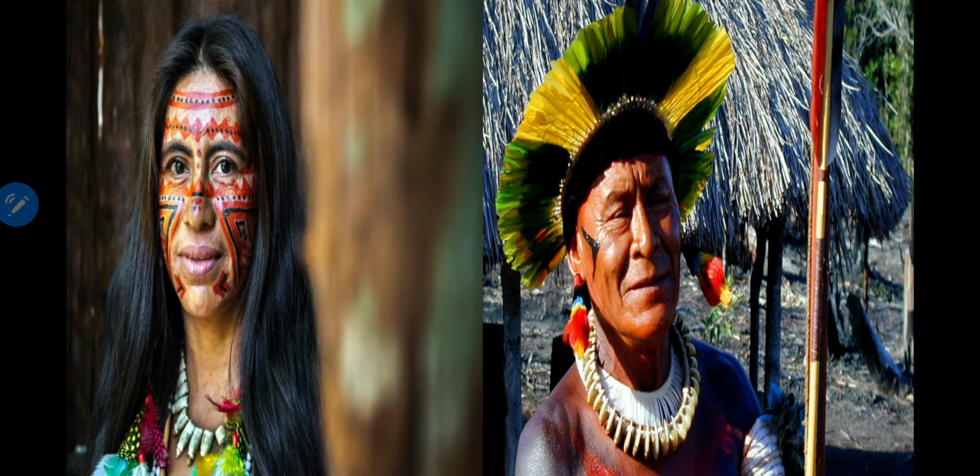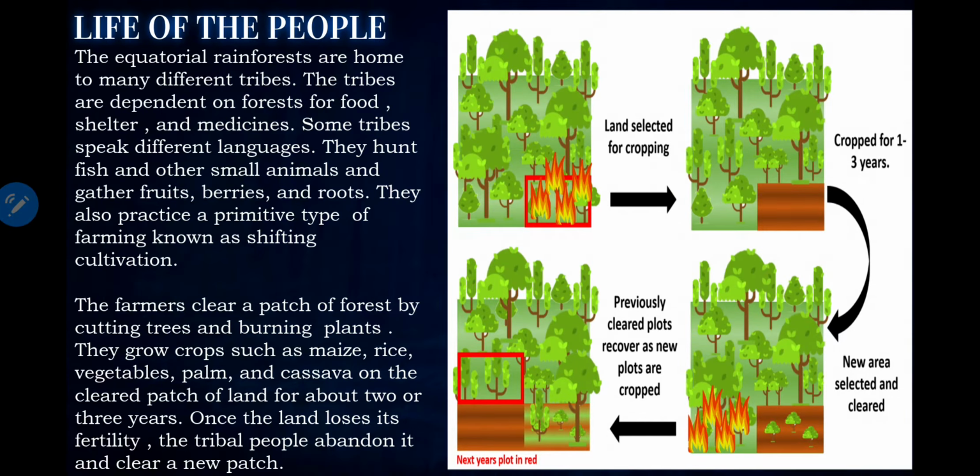Now let us talk something about the people who live over there. Such beautiful people, see? Can you see these two pictures? Yes, so let us talk about life of the people. The equatorial rainforests are home to many different tribes. The tribes are dependent on the forest for food, shelter and medicines. Some tribes speak different languages. They hunt fish and other small animals and gather fruits, berries and roots. They also practice a primitive type of farming known as shifting cultivation.